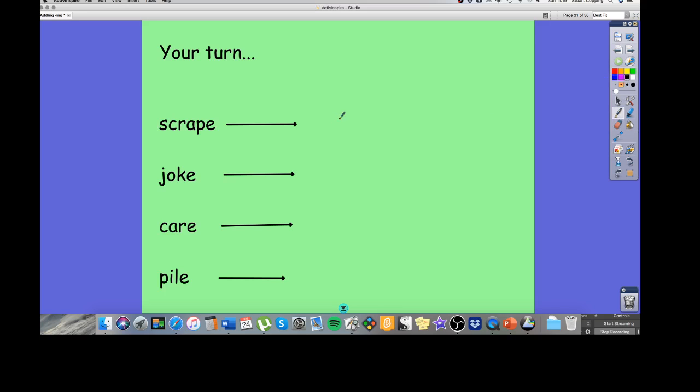Okay, so just like we did before, I'm going to write it. Remember, we don't put the e, so the e goes and then we add ing. Same for joke, so it becomes jock almost, and then we add the ing. But we still say it as o and e. Care, we write car and then ing after it, but that's still caring.